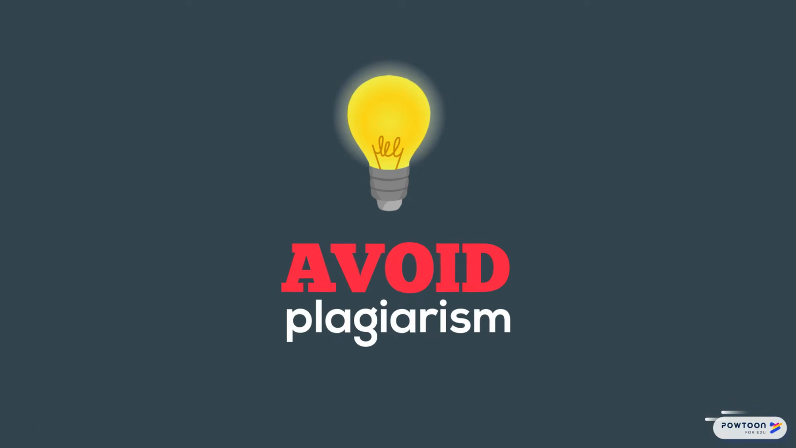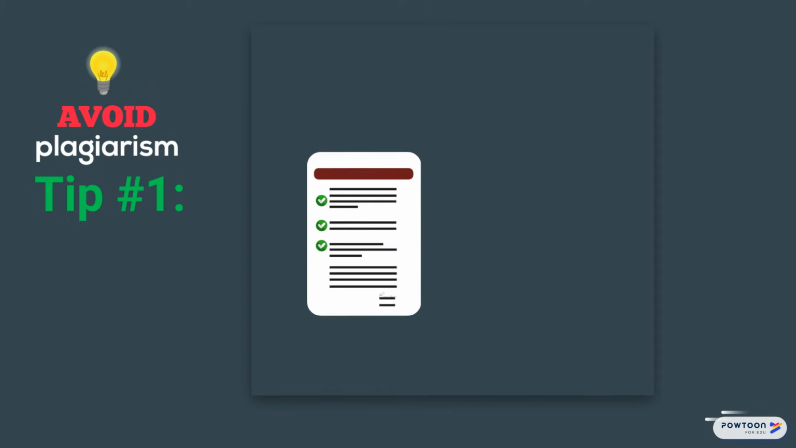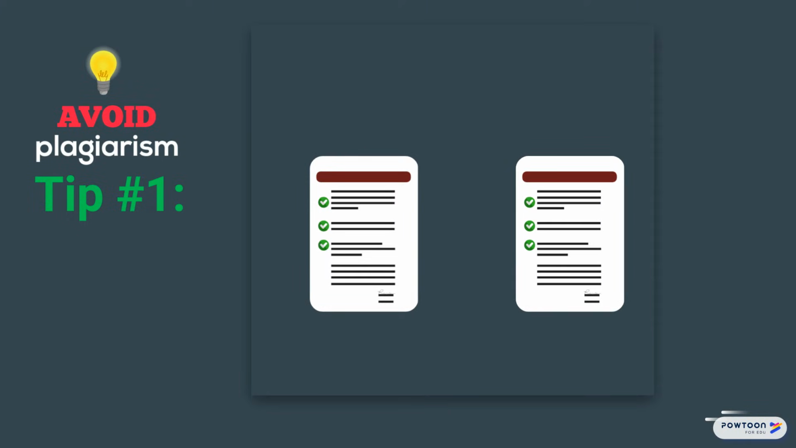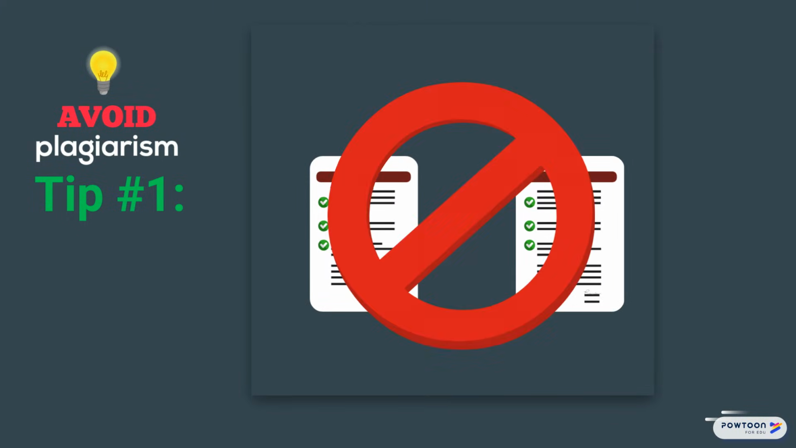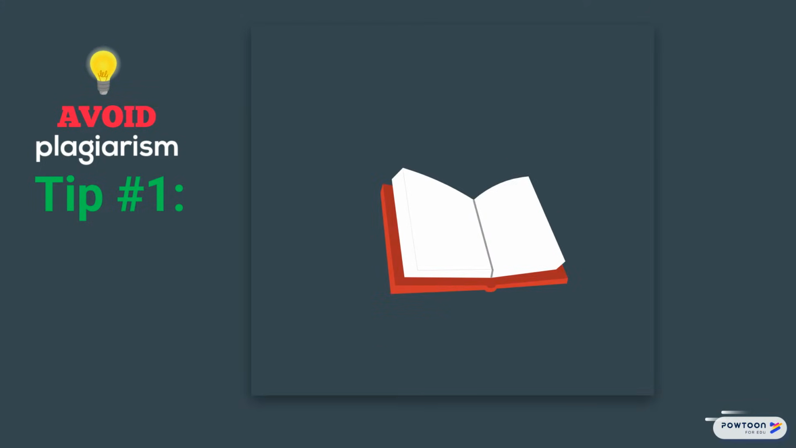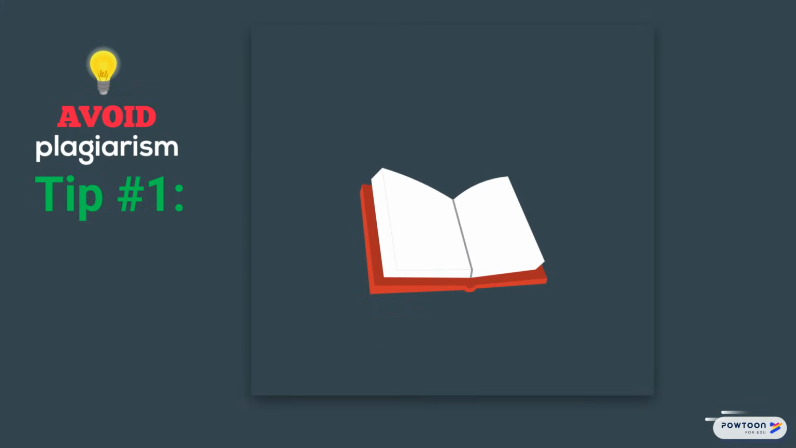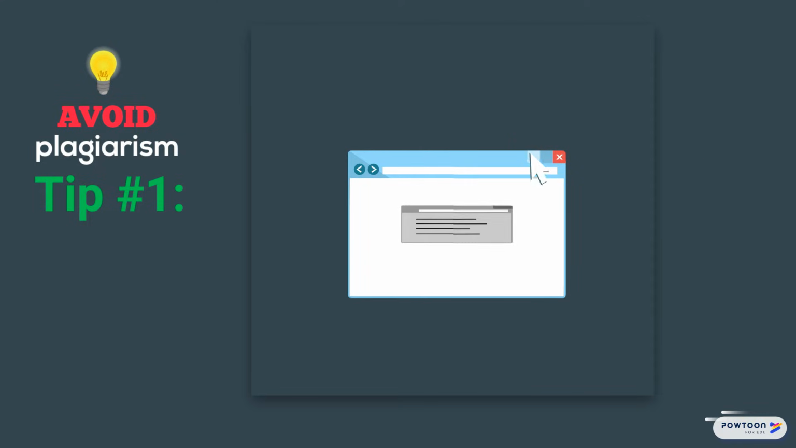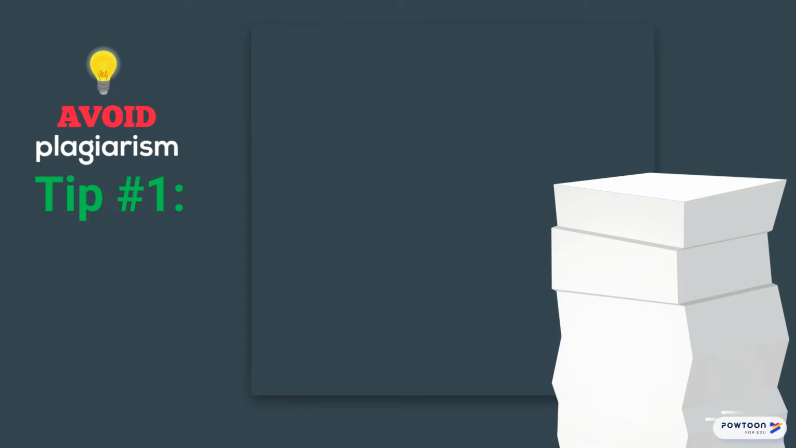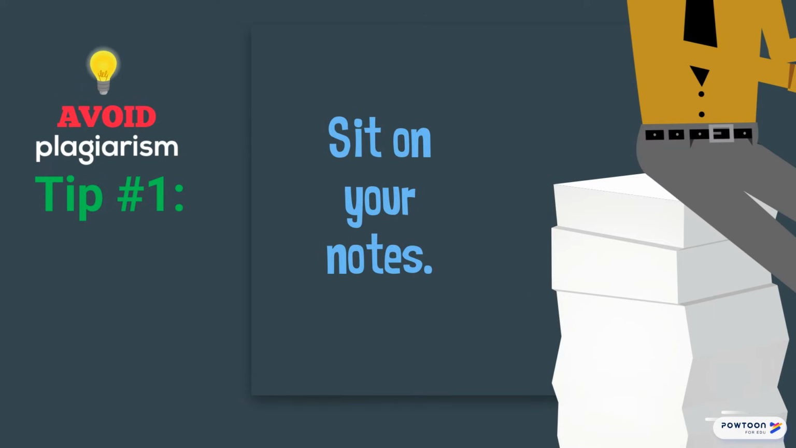Helpful tips for avoiding plagiarism. Number 1. Avoid unintentional plagiarism by not copying information directly. Read through the information first and then put it away. Close your book. Minimize the internet screen you were just reading, or, to really avoid the temptation to look at the source while writing, sit on your notes.